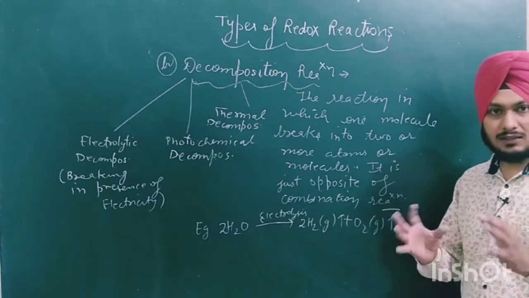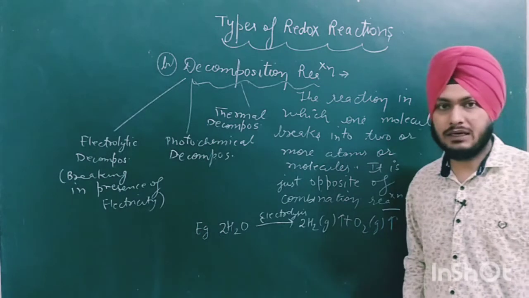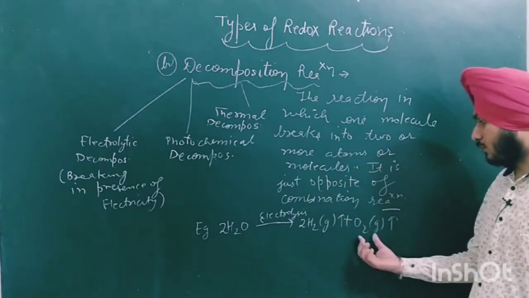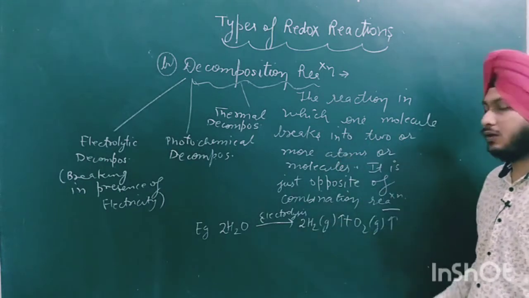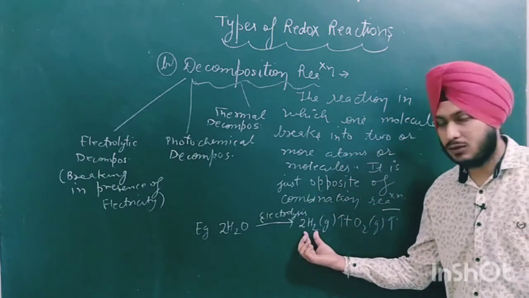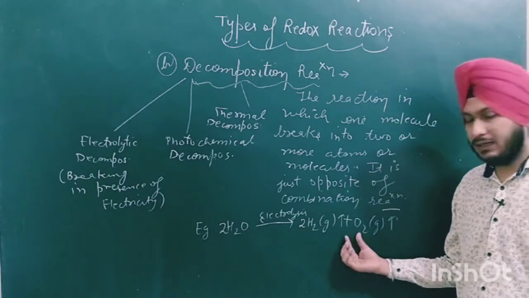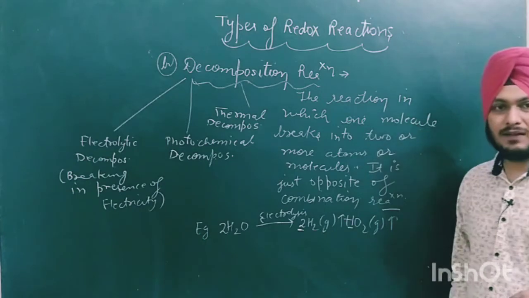Now this is a very good process, and can be easily carried out in the laboratory. So this O2 gets liberated at the anode and this H2 gets liberated at the cathode. The amount of gas liberated at the cathode is double that at the anode, because here we have 2 and here we have only 1 molecule.